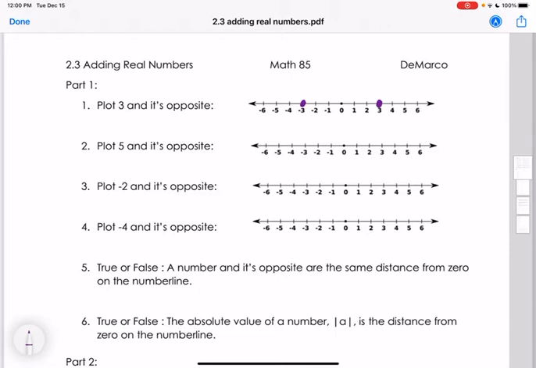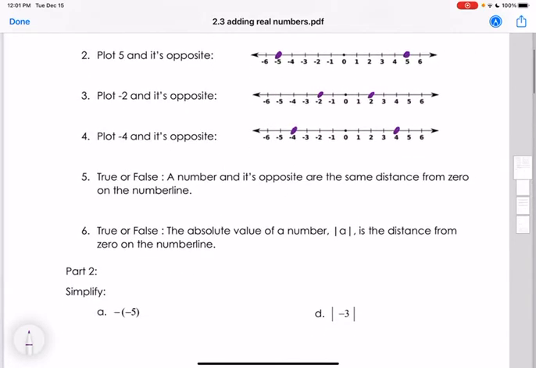All right, hopefully it wasn't too bad. So we have plot 5 and its opposite, so 5 and negative 5. Now plot negative 2, and there's negative 2 and its opposite. Since on the other two we thought that the opposite was the negative, it would make sense that the opposite of the negative would be the positive. So it would be at a 2. Negative 4, and its opposite would be positive 4.